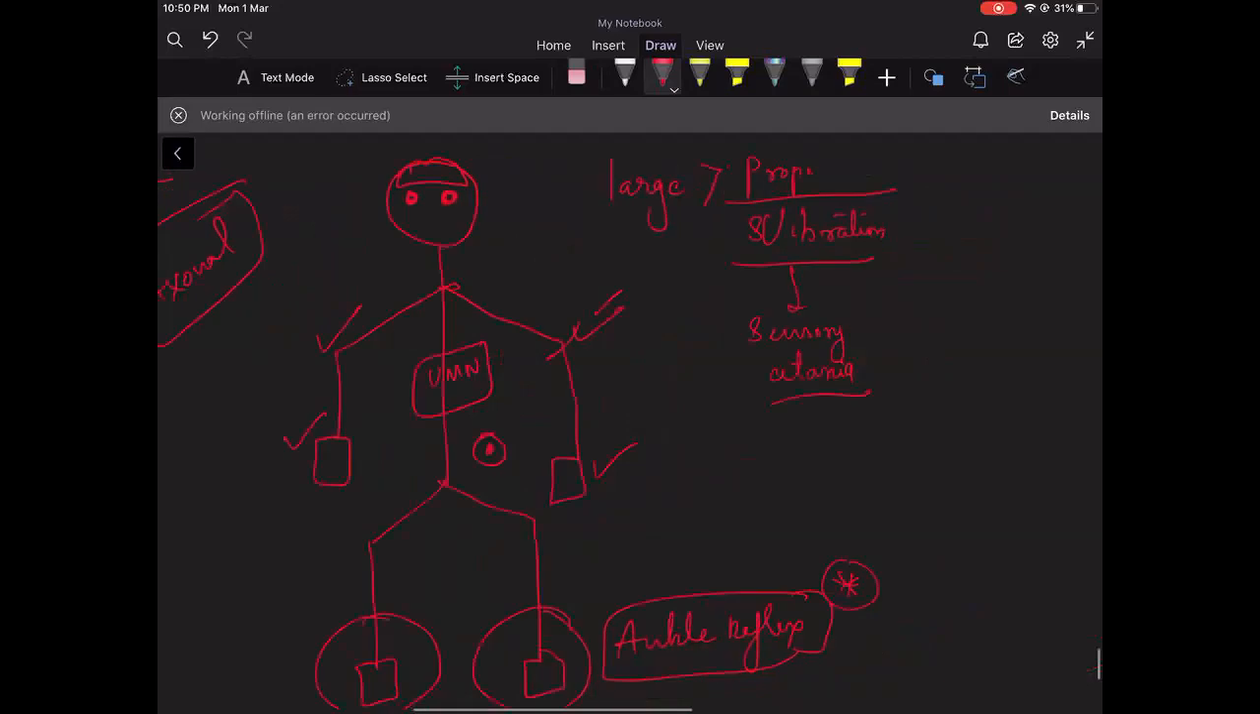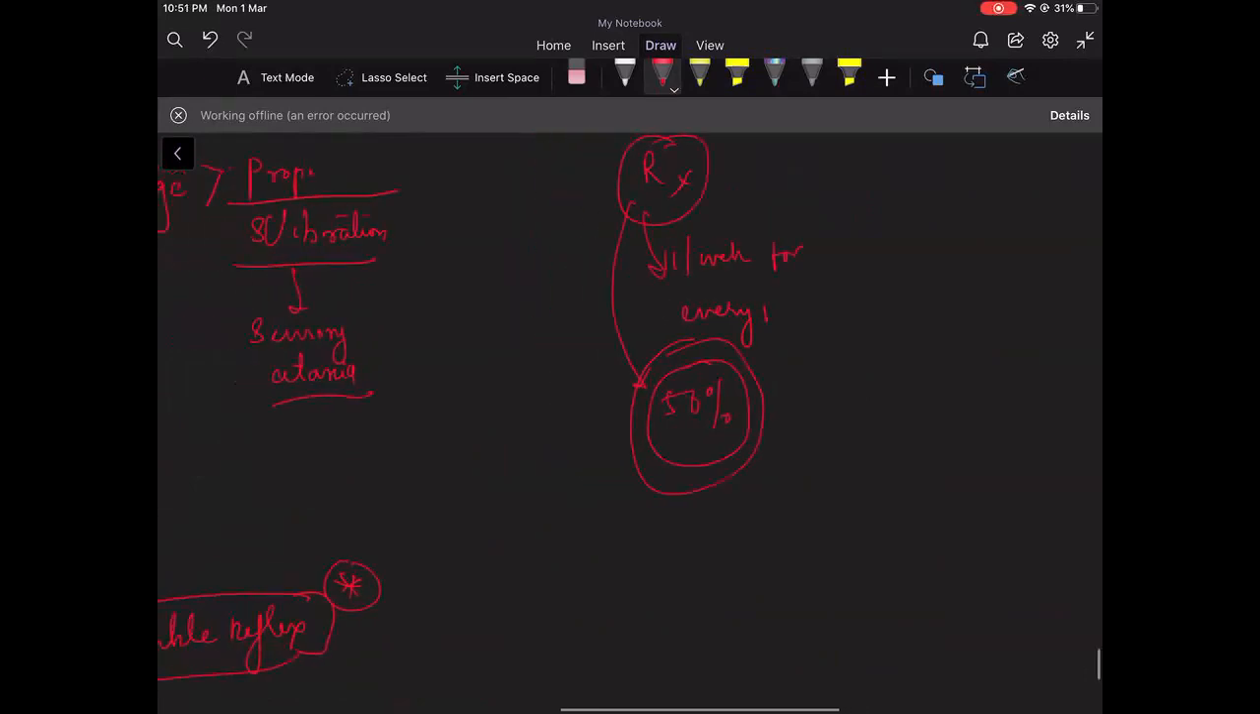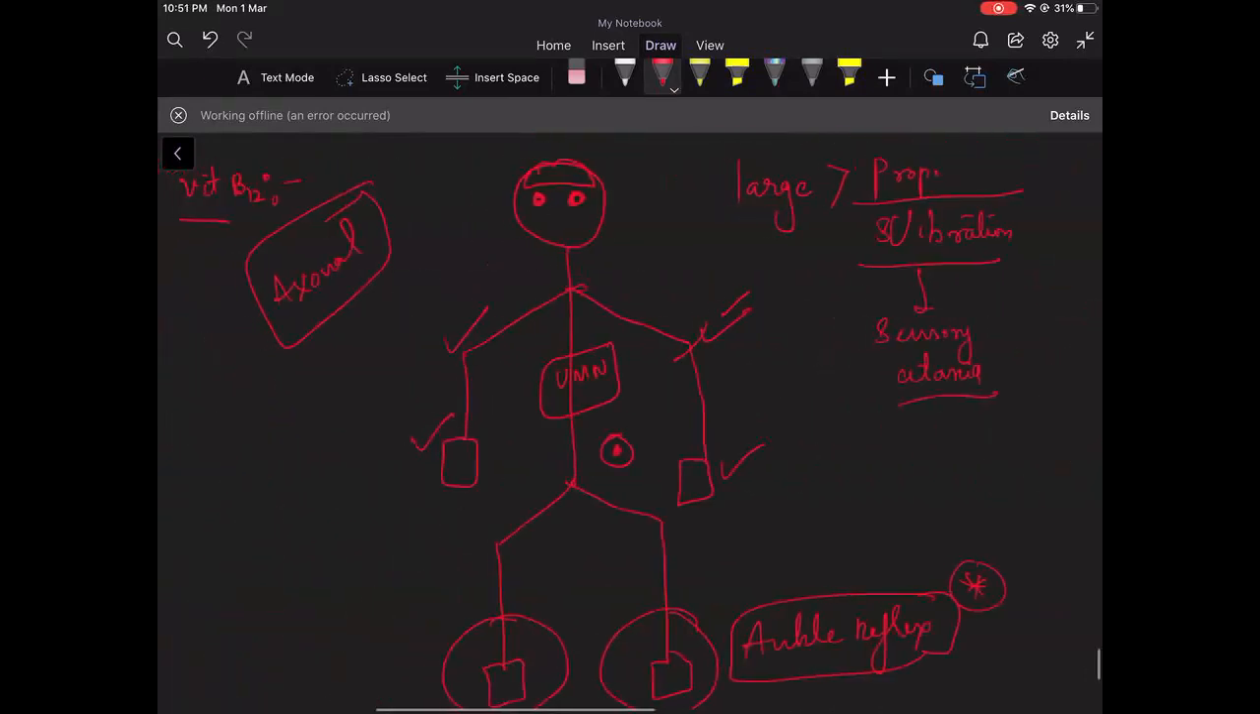And then the treatment here, we usually start with giving B12 supplements, like IV supplements, once per week for the first month, followed by every month. But if the patient has already developed neuropathy, there is only a 50% chance that the patient might recover. It is unlikely the patient might recover completely.